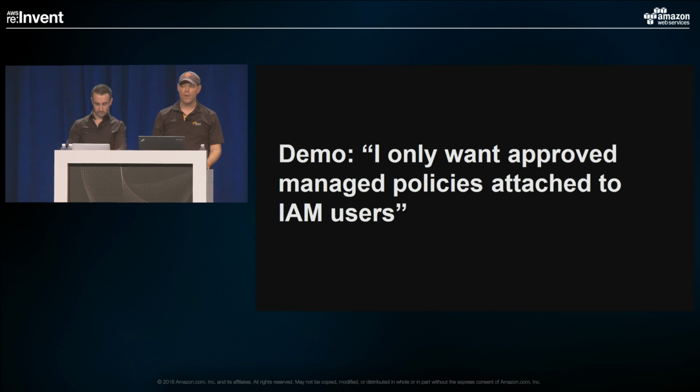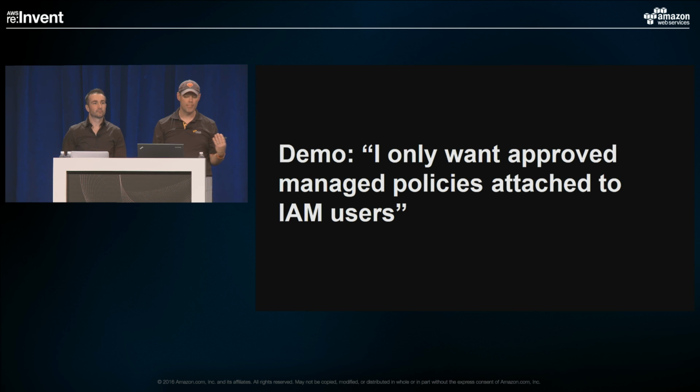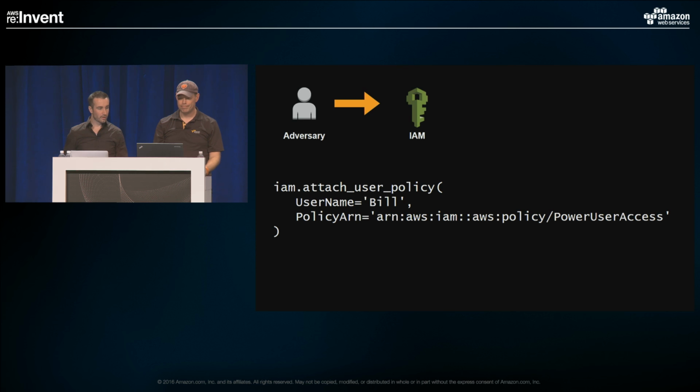So let's look at another part of the IoT demo that we had. Our second component, the idea that we're going to create or use a different policy than a managed policy, right? Something that's not approved. So if we only want to allow approved managed policies for IAM users, how are we going to accomplish that?